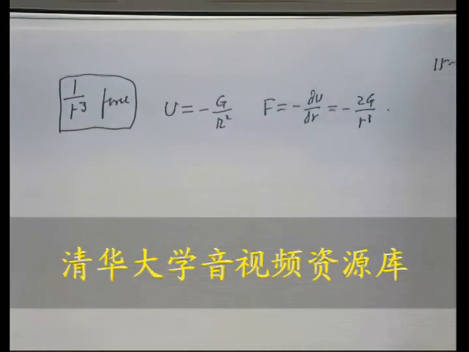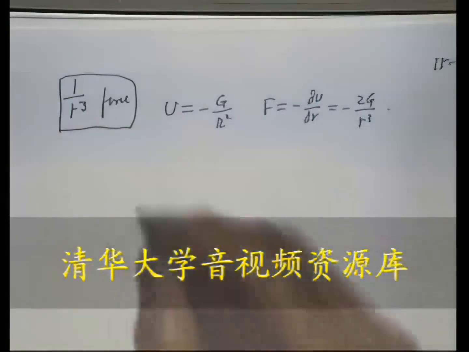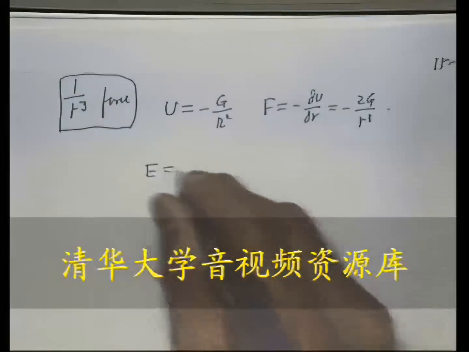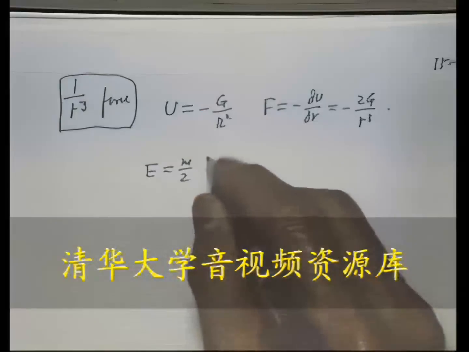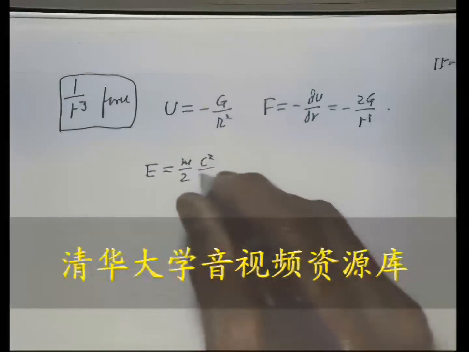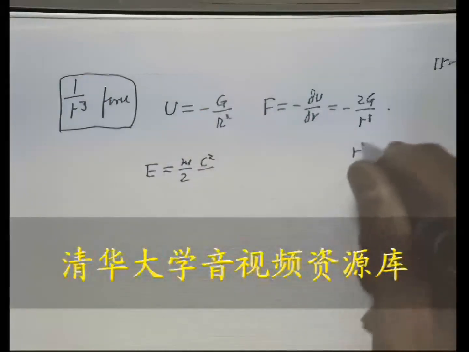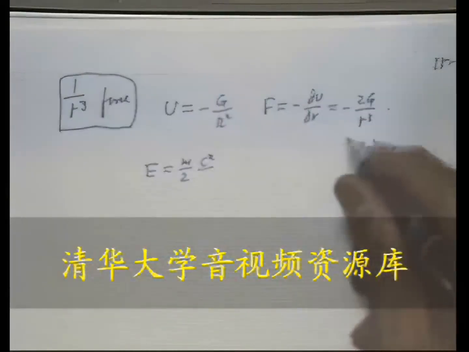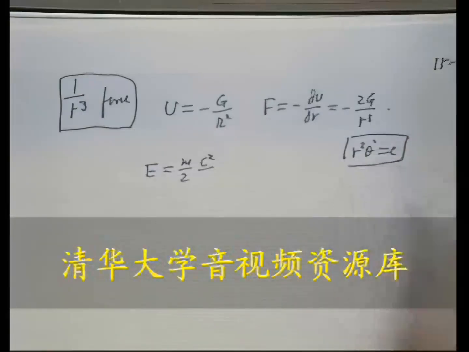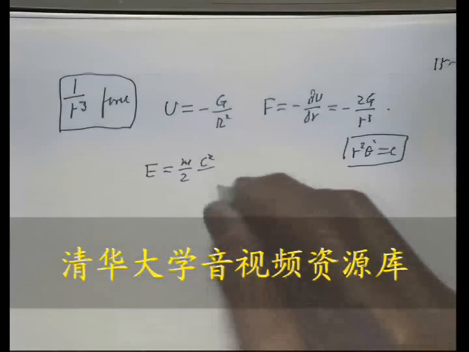In that case, we can go through the whole same argument. We have the energy equal to m over 2 times r dot squared plus c squared over r squared. We still have r squared theta dot equal to c. This is because angular momentum conservation is still valid. So we get this.